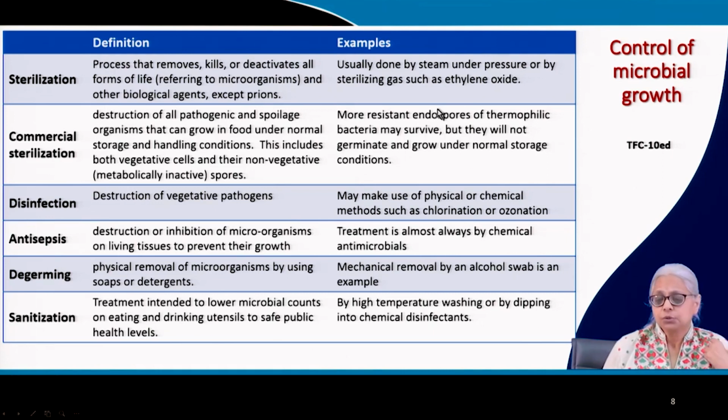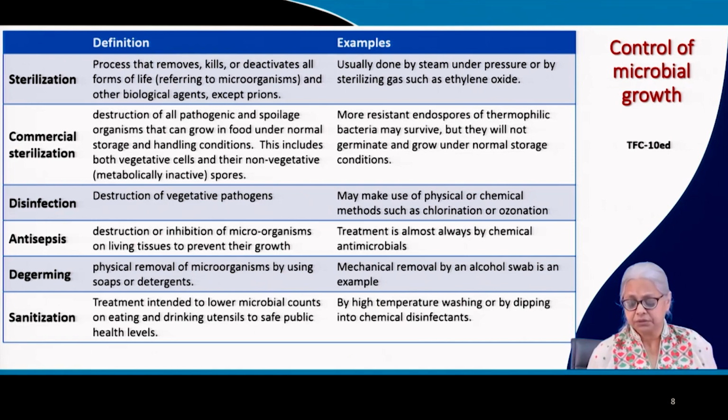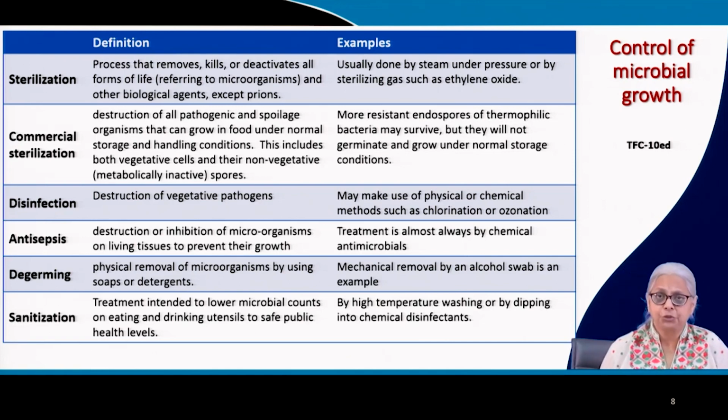destruction of both vegetative as well as non-vegetative spores and cells. So resistant endospores of thermophilic bacteria may survive, but they are unlikely to be present in normal conditions. Under normal conditions, you're not going to have thermophilic bacteria, but if their spores are there, they may survive, but they're not likely to be pathogenic. We do not know any examples of thermophilic bacteria that are pathogenic. They will not germinate or grow under normal storage conditions.